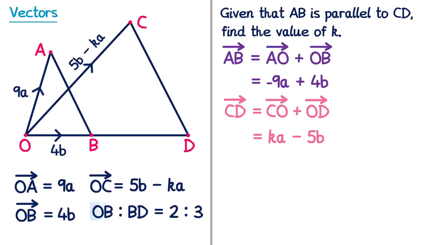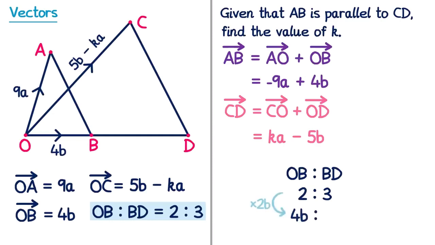But conveniently in this question, we've been given those in a ratio, it's 2 to 3. So if we write out OB to BD in the ratio 2 to 3, and underneath the OB we put the vector we know, which is 4b, then we can see that this has been multiplied by 2. 2 times 2b is 4b, so we do 3 times 2b, which is 6b. So the vector from B to D must be 6b.